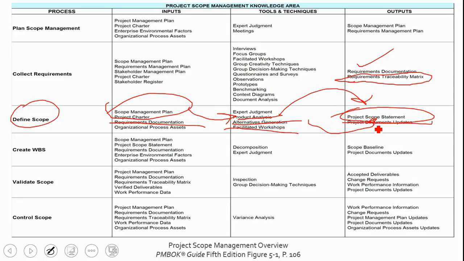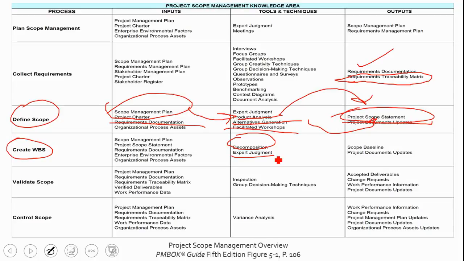Create WBS is our next process here in scope, and this is putting together that WBS I showed you. Major tool and technique is decomposition, and of course you need expertise, expert judgment to put one of those together. There are many different ways to skin a cat. Many people say, oh, I want to build my WBS by phase. Some people say, no, I'm building it by deliverable. There's no right or wrong way.